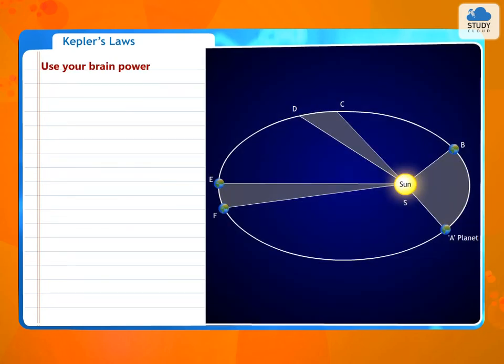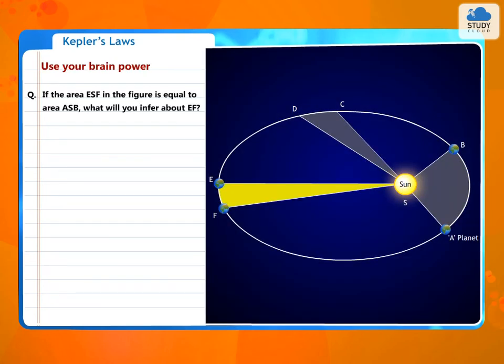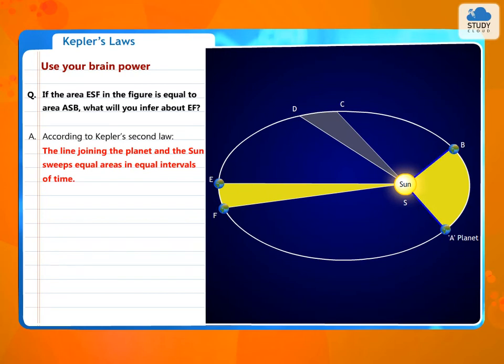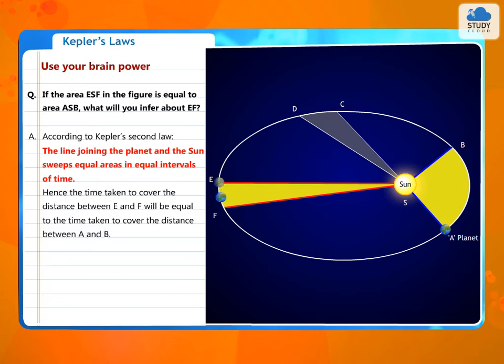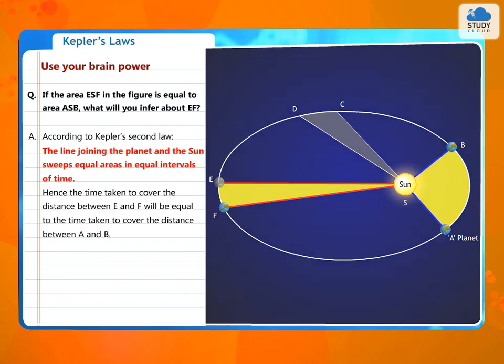Use your brain power. If the area ESF in the figure is equal to the area ASB, what will you infer about EF? Answer. According to Kepler's second law, the line joining the planet and the sun sweeps equal areas in equal intervals of time. Hence, the time taken to cover the distance between E and F will be equal to the time taken to cover the distance between A and B.